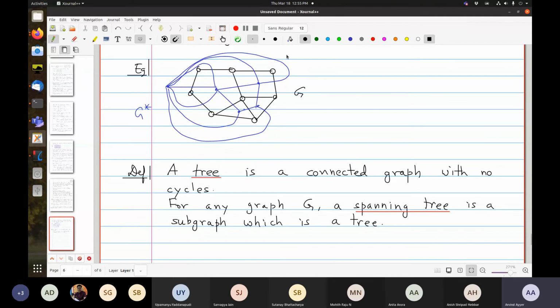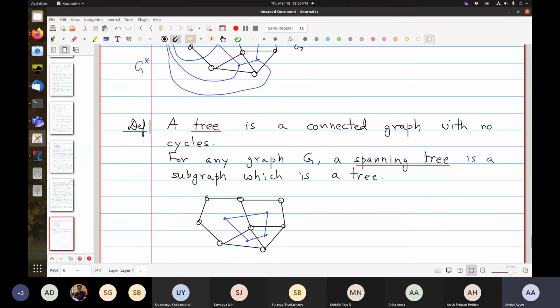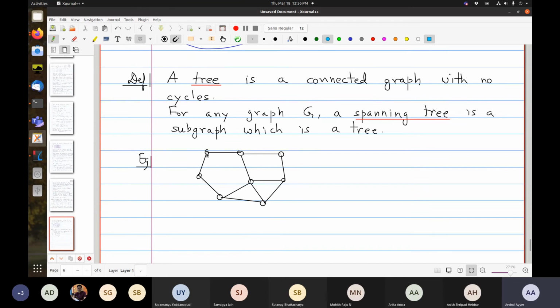Maybe on this same graph I'll show you spanning trees. For example, let me delete the blue things. Let me draw it in this blue, let's say. It has to touch every single vertex. How do I draw this?